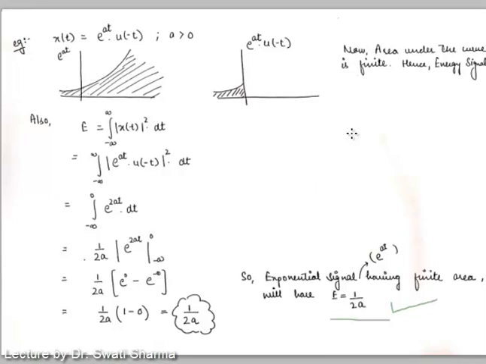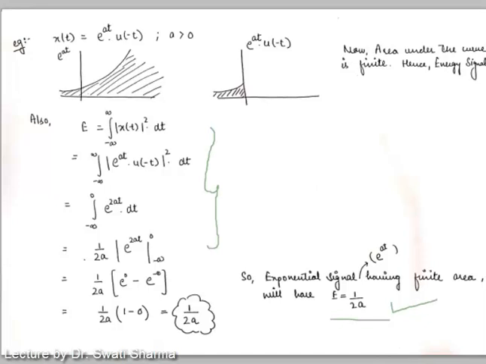So this would greatly help you in the objective type multiple choice questions, where you will be asked to select the correct option. So you don't have to get into all the mathematical calculations here, but you can always say that if the area is finite, then the energy is going to be 1 upon 2a.